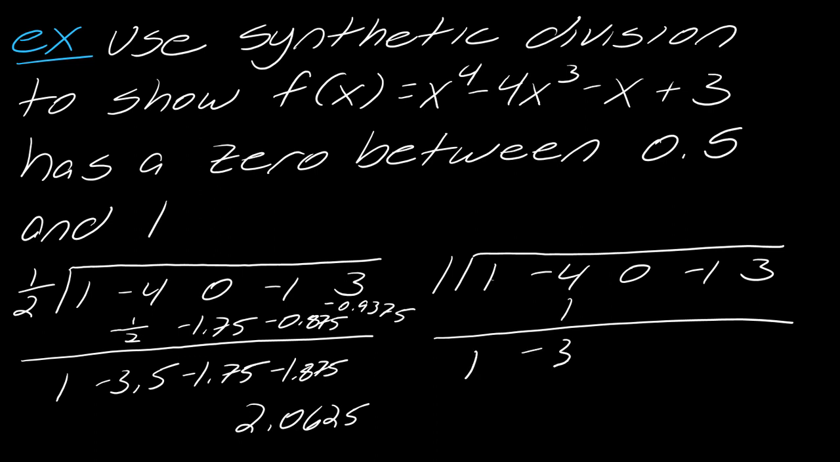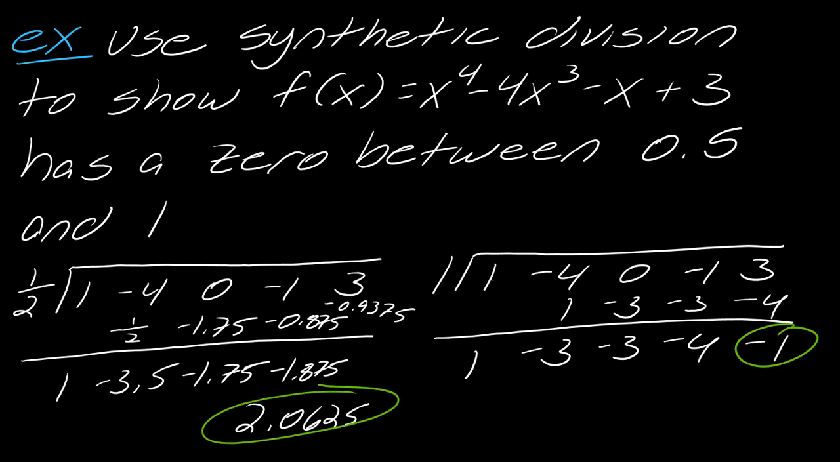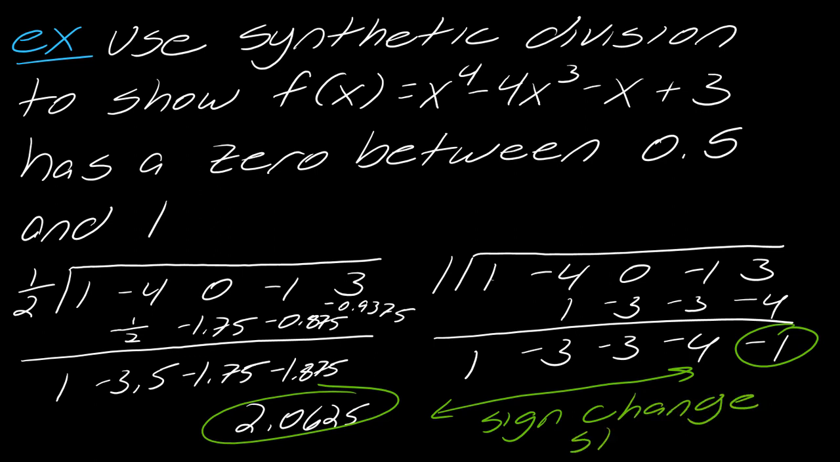So this will be 1, negative 3, negative 3, negative 3, negative 4, negative 1. And so once again, I go from positive to negative. So the sign change shows that there is a 0 in between. So again, that's what you're looking for.